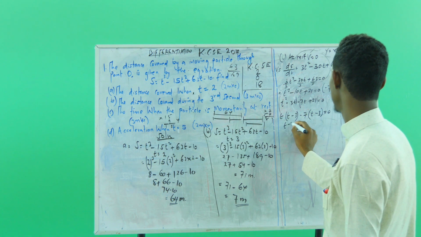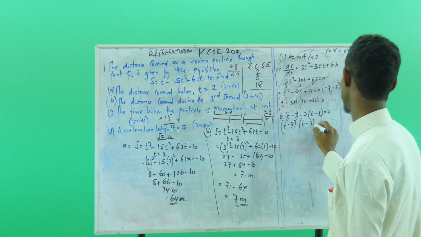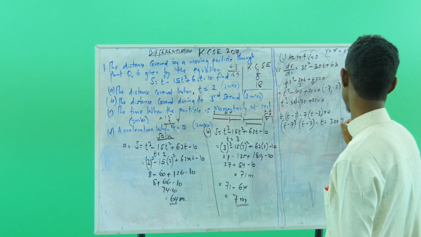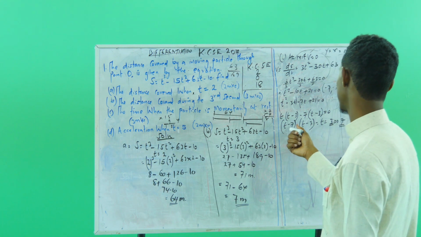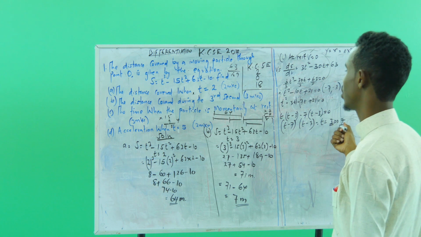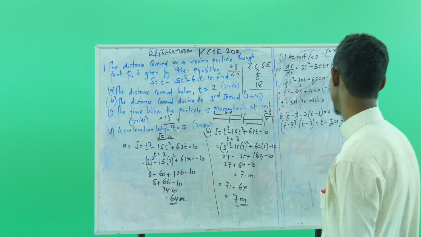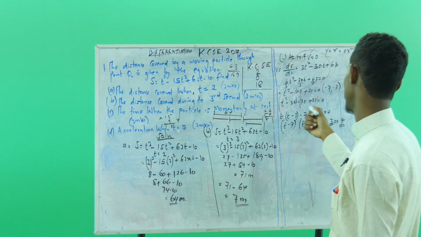Now t minus 7, we have t minus 3. Now t can either be 3 or 7. When the particle is momentarily at rest, t can either be 3 or t can either be 7. That is when the particle is momentarily at rest.